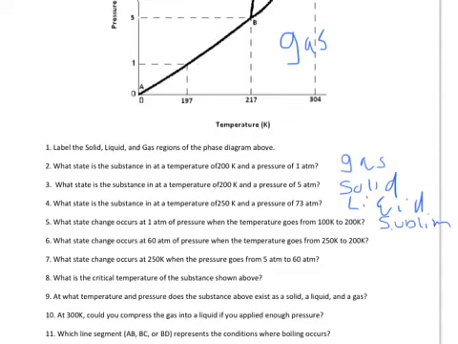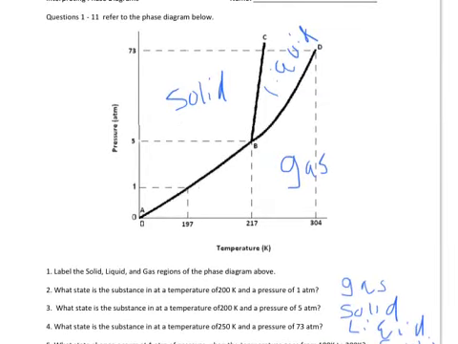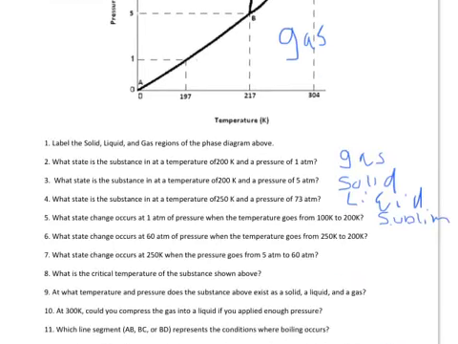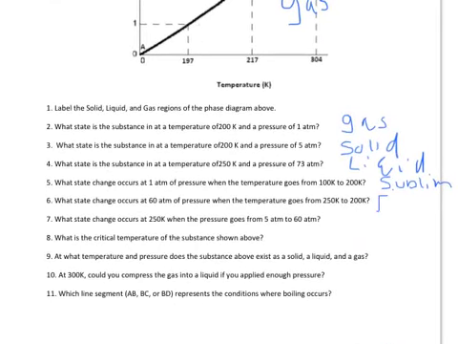Number 6. What state change occurs at 60 atmospheres when we go from 250 to 200? So we're going to 60 atmospheres. 60 atmospheres is way up here. And we're going to drop from 250 down to 200. So we're going from a liquid to a solid. That would be freezing. So let's go here and say freezing.